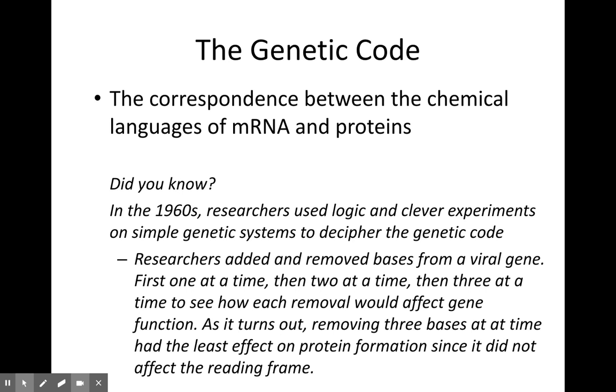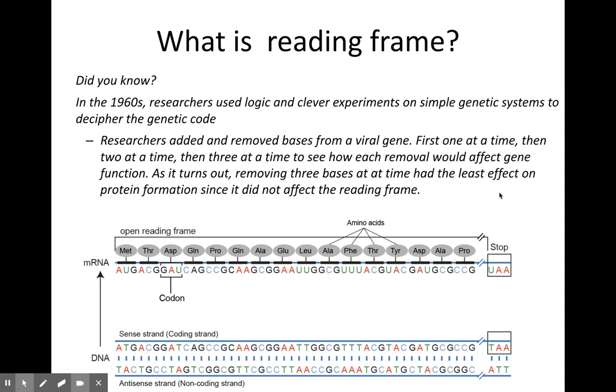And so they were able to deduce that by removing 3 nucleotides in a certain reading frame, the removal actually had less of an effect than removing 1 or 2 bases. It took a long time to figure out, but eventually they figured out that there's something called a reading frame when it has to do with translating, and that's what we're going to look at now.